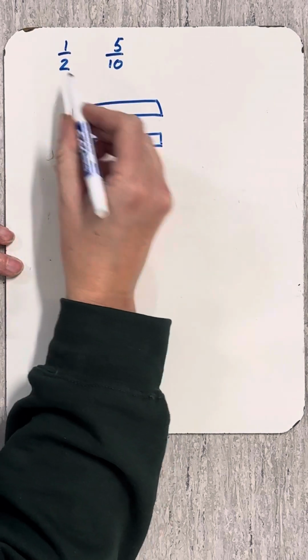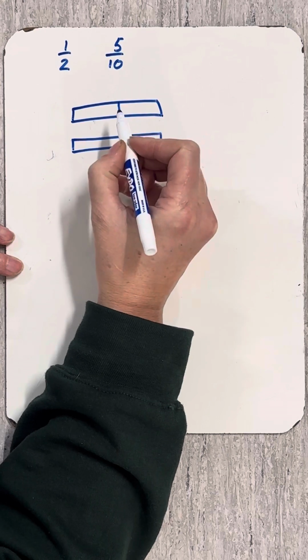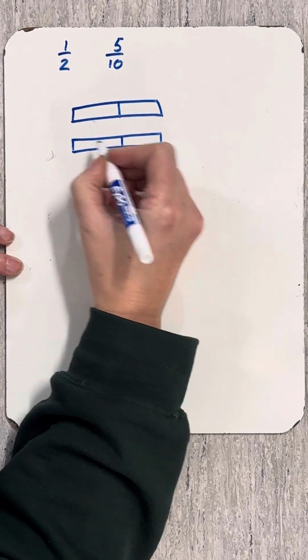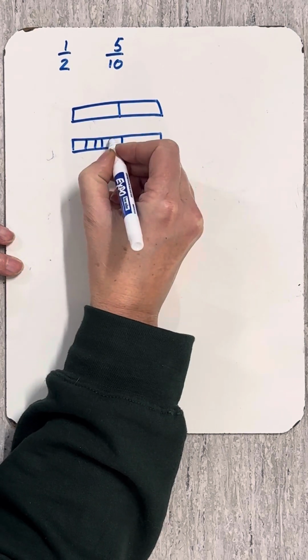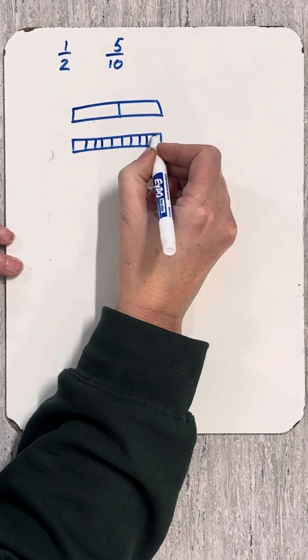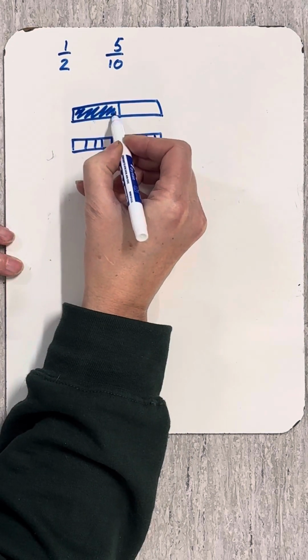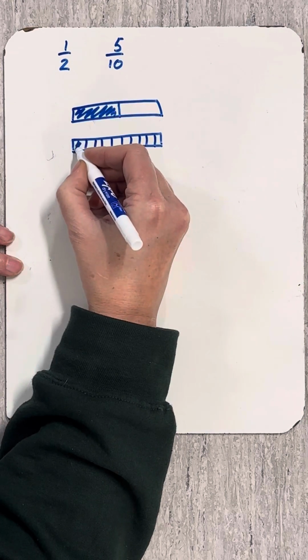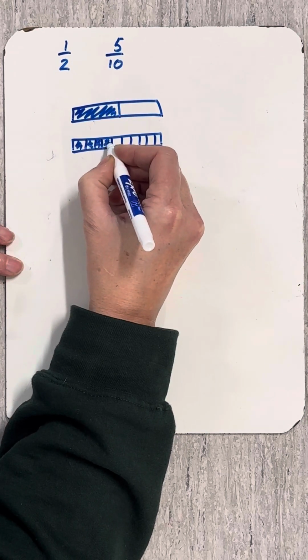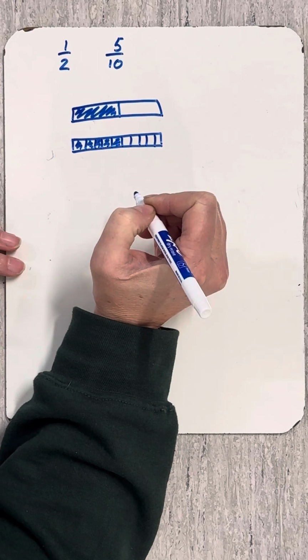All right, the first one we're going to cut into 2 pieces. The second one, we have to cut it into 10 pieces. All right, and then the first one we're going to shade in 1 of those 2 pieces. The second one we're going to shade in 5 of those 10 pieces.